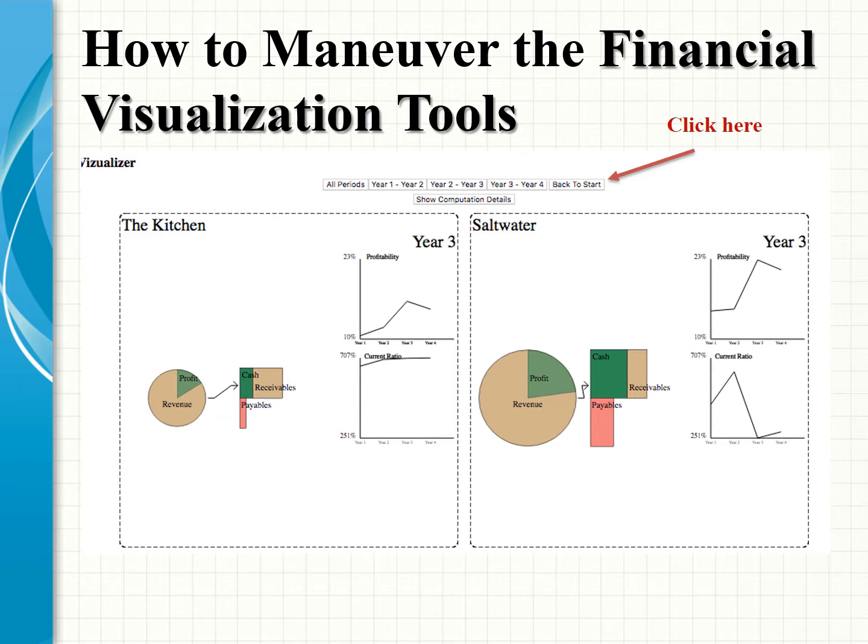Now, in this slide, I will show you how to maneuver the financial visualization tools. When you open the link regarding the kitchen and saltwater restaurants, you will see this page of images. If you want to see year 1, please click on the Back to Start button. If you want to look at year 2, click on the Year 1 to Year 2 button. If you want to look at year 3, click on the Year 2 to Year 3 button. And if you want to look at year 4, just click the Year 3 to Year 4 button.